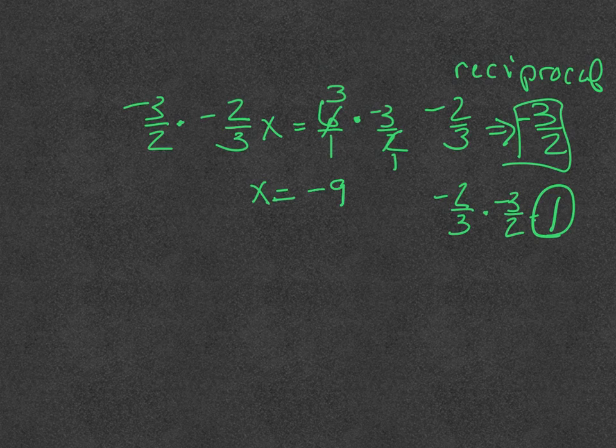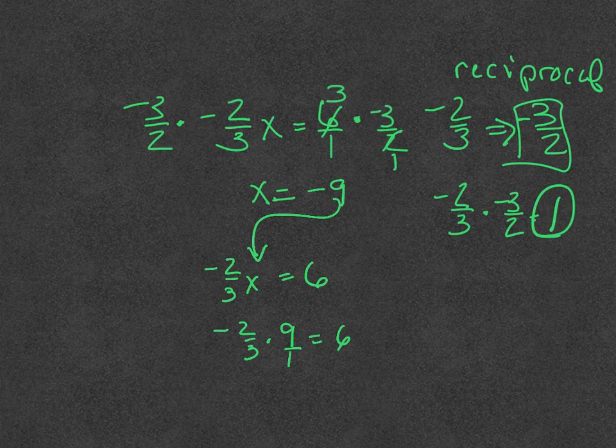Now I can check this by going back to my original equation and putting in, no, it's 6, Mrs. Dansrow. Putting in negative 9 for x. So I have negative 2/3 times negative 9 is equal to 6. And let's put it over 1, and I'll simplify ahead of time. Forgot the negative, negative 2 times negative 3 is a positive 6, and 6 equals 6. And that is my solution then. x is equal to negative 9.